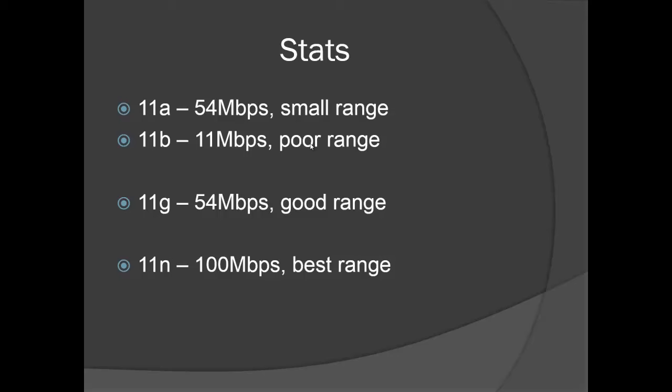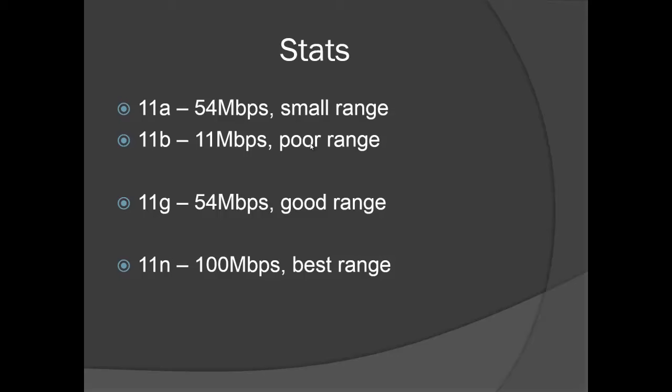Now, everybody adopted B because back then, in the late 90s and beginning of the 2000s, most of the buildings were still wired with Category 3 cable, and we still had 10 megabit connection NIC cards. So getting 11 megabit wireless was kind of the same. So most businesses way back in the early implementations were all 802.11b.